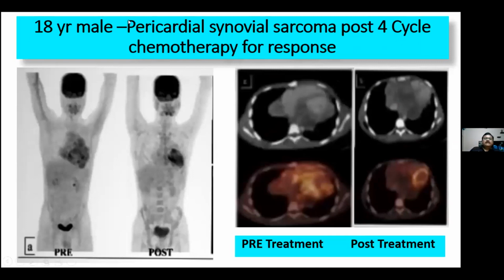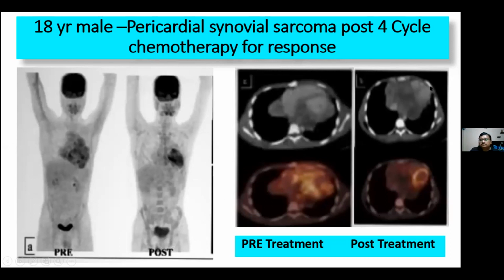Very interesting case of an 18-year-old male, pericardial synovial sarcoma, post 4 cycles of chemotherapy for response. This child had breathlessness. Because of the breathlessness, he was evaluated, and ultimately an echo was done, and the echo said that he has an ejection fraction of 30%, and that there is some mass in the mediastinum. We saw that there is an FDG-avid mass in the mediastinum. Biopsy was done, and it came out to be a pericardial synovial sarcoma.